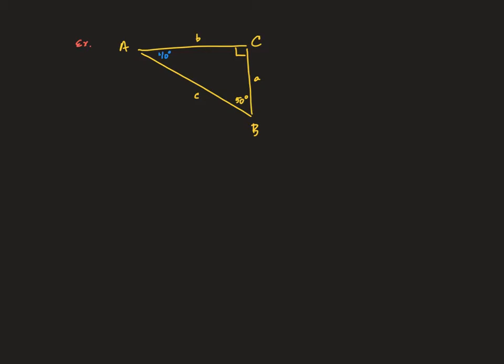When I look at angle B, the sine of 50 degrees is going to be the opposite, which is B, over the hypotenuse, which is C. The cosine of that 50 degrees is going to be the adjacent, which is A, over the hypotenuse, which we said was C. And then the tangent of 50 degrees is going to be the opposite, which we said was B, over the adjacent, which we said was A.